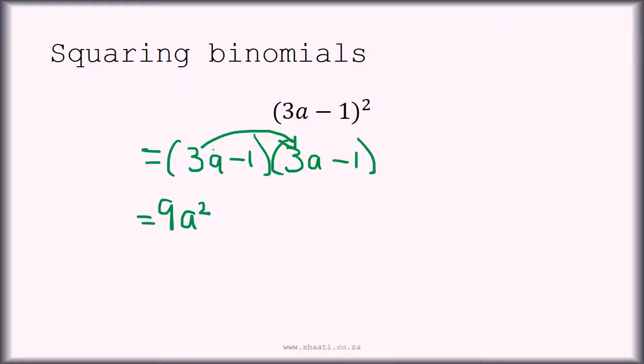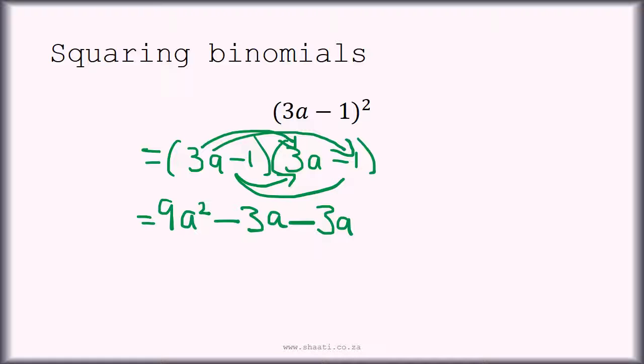Then we have to multiply the 3a with the minus 1 as well. A positive multiplied by a negative is a negative. 3 times 1 is 3, so we've got minus 3a. Let's do the same with the second term. There we have minus 1 multiplied by 3a. A negative multiplied by a positive is a negative, and that gives minus 3a. And then we also have to multiply that term by the second one. So a negative times a negative is a positive. 1 times 1 is 1.